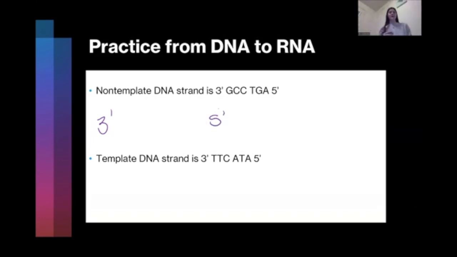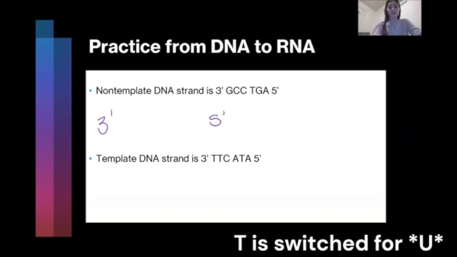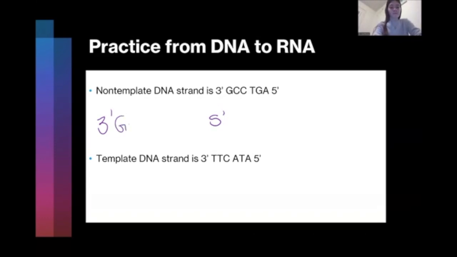I also know that my non-template and my mRNA are going to be the same nucleotides, except T is switched out for U. So that means it would be GCC UGA. So it's exactly the same. The only thing that I changed is T, I made it a U. And that might be an answer choice, or it might not be. The other answer choice that you might see that would be correct is just written the other direction. So your answer choice might be written from 5' to 3'. And all you have to do is look at what you wrote down and go the opposite direction.